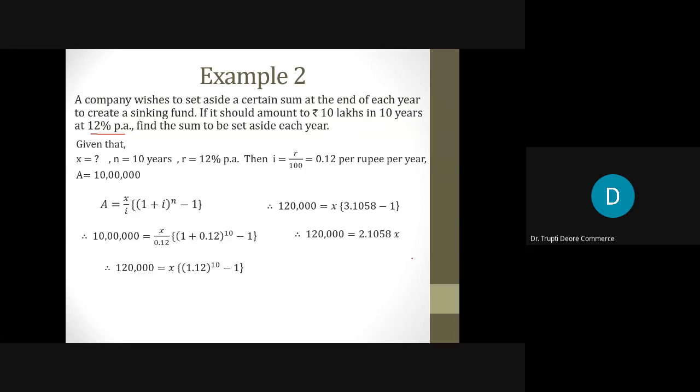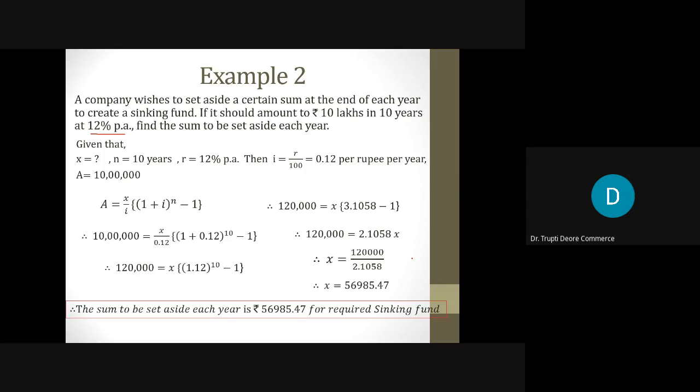56,985.47. Okay, Tanmay. Yes, right, Tanmay. Answer is 56,985.47. You have to write the answer as, therefore, the sum to be set aside each year is rupees 56,985.47 for the required sinking fund. Yes, Anisha, right.